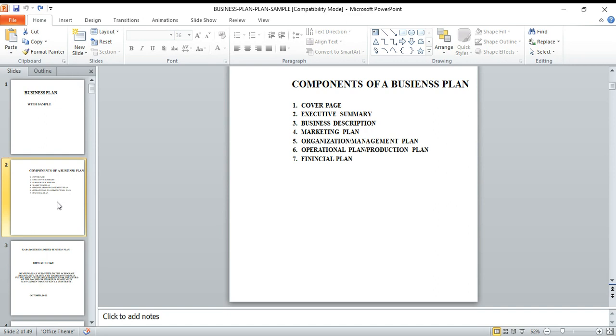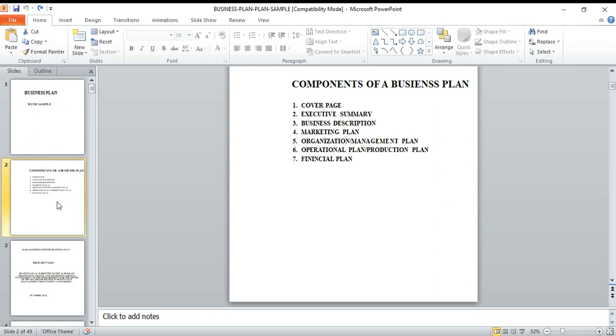We're talking of the cover page. A cover page contains the name of the business, its owner, the nature of the business, and the organization to which the business plan is to be presented. So all these details should be included in the cover page. We'll look at a sample cover page and how it should look.